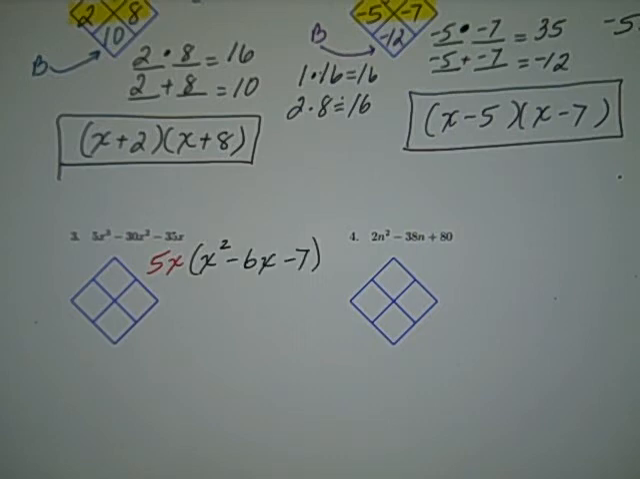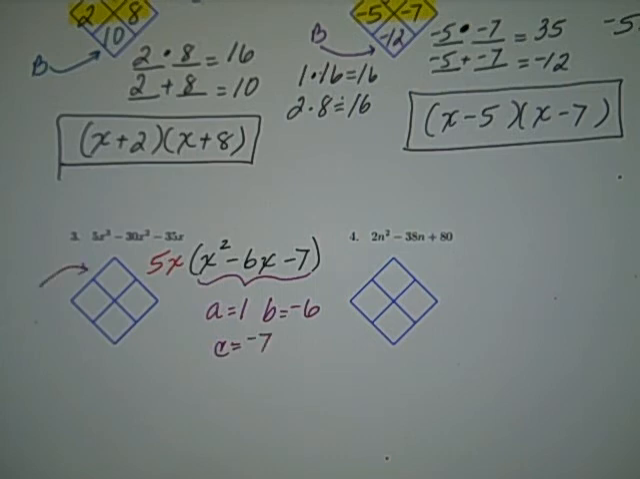Let's check. 5x times x squared is 5x cubed. 5x times negative 6x is negative 30x squared. 5x times negative 7 is negative 35x. So therefore our factoring is correct. Now we have to continue to factor this trinomial. Once again, before we begin, let's identify our A, B, and C. A is 1, B is negative 6, and C is negative 7.